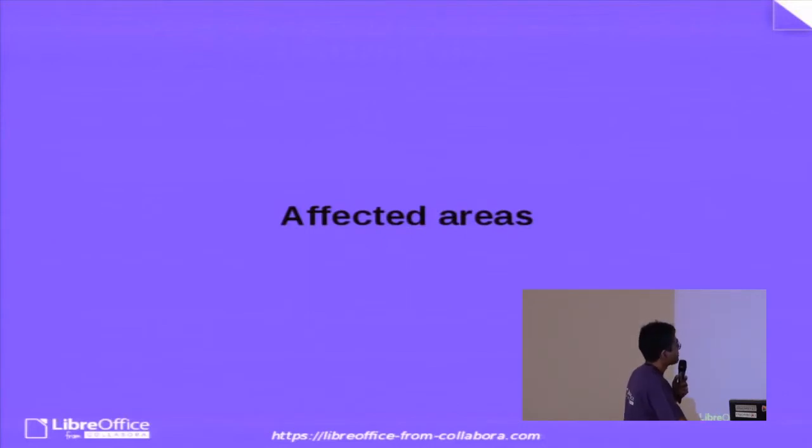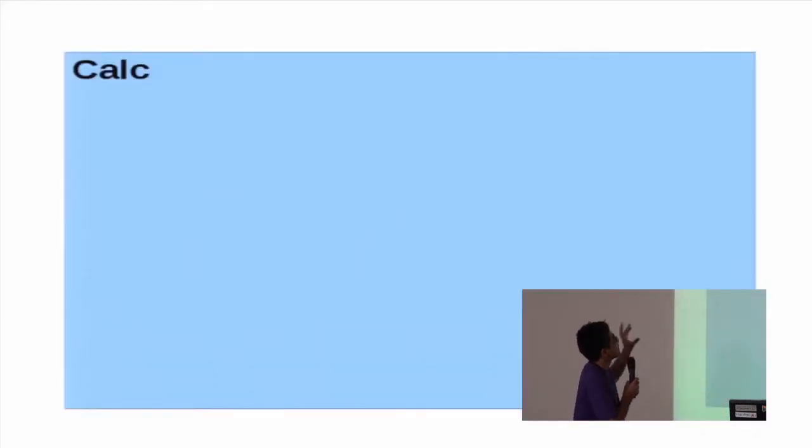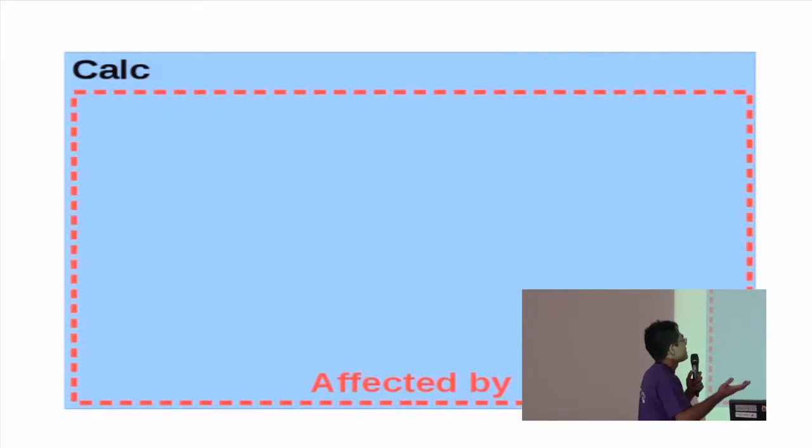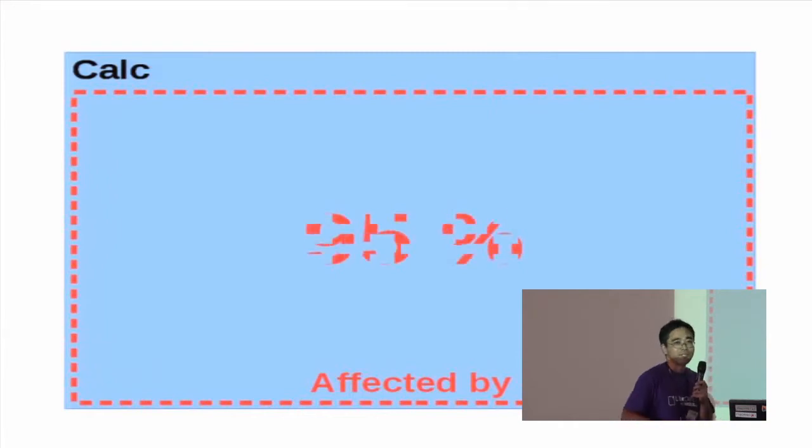So what areas were affected? Assume this big box is the entire Calc. To make things simpler, this much was affected. There's little area where it was not affected. So that pretty much sums up 95% of the whole Calc core was affected by this change. And of course, this is not scientific. I just came up with a number. I'm probably lying here, but it feels like 95% of the Calc core was affected.